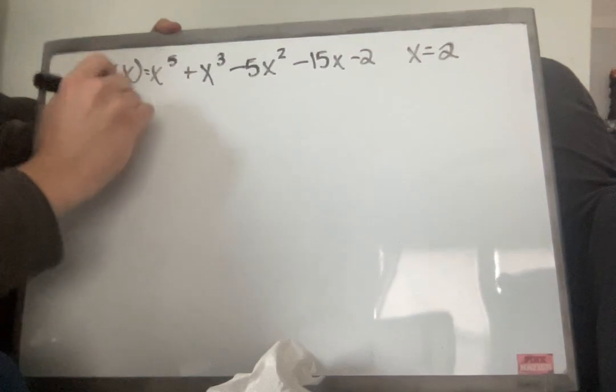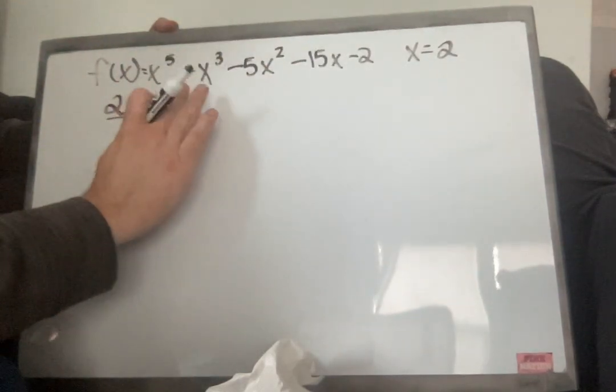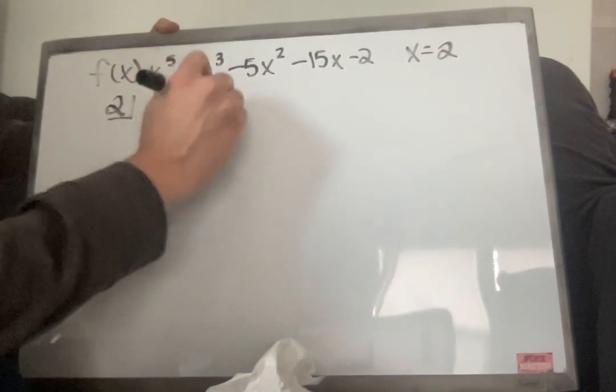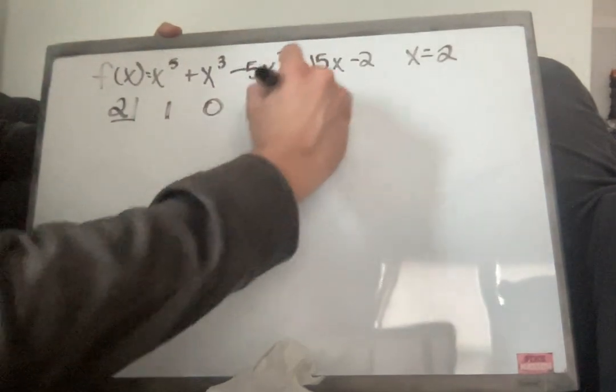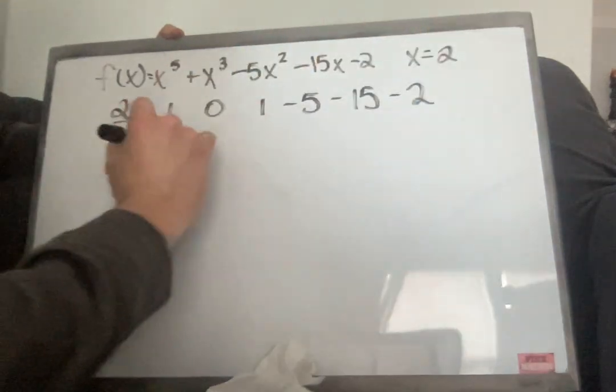So what I'm going to do is put 2 in the box. I'm going to find that I'm missing an x to the fourth term, so I have to add a 0 in. So my coefficients are 1, 0, 1, negative 5, negative 15, and negative 2.